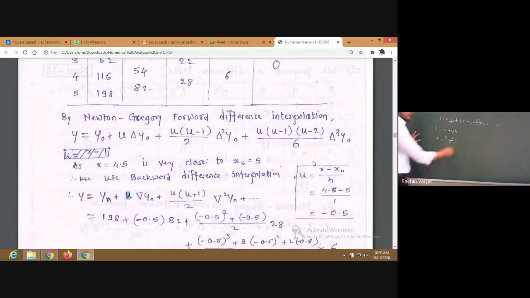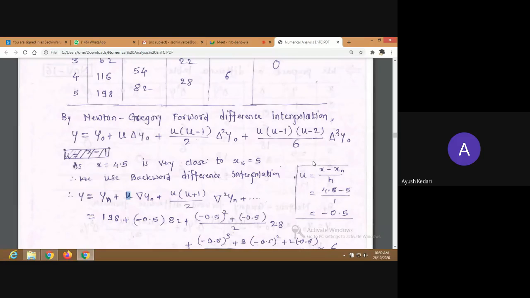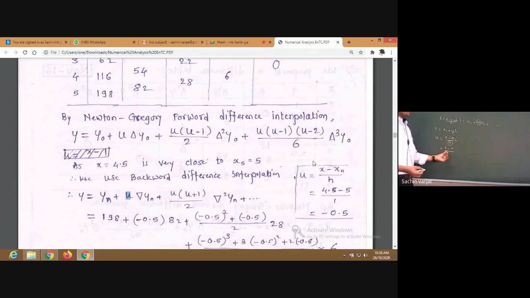So we know the value of xn, we know the value of h. What is h? The difference of the xi's, or step length. Here the difference is 1, and xn is 5. So I'll substitute x minus 5 upon 1, that is x minus 5 only. Since x is given to be 4.5, I can substitute directly into the formula from the beginning. So 4.5 minus 5 will be minus 0.5, and so on.